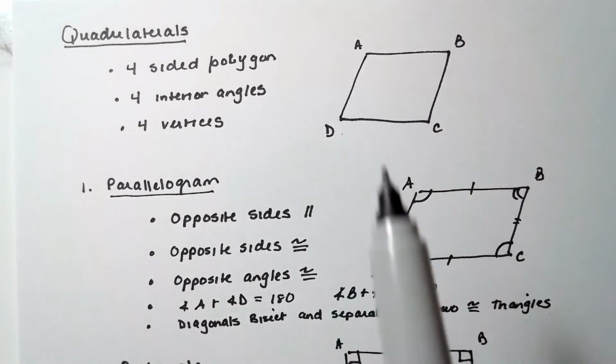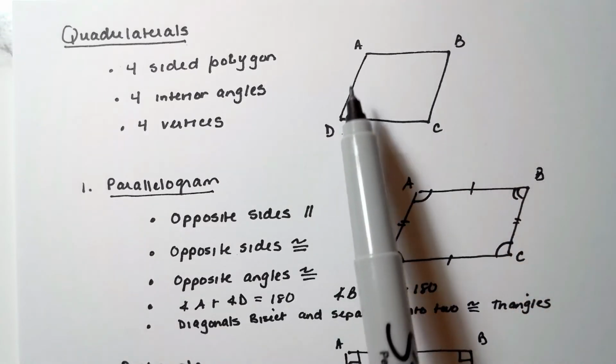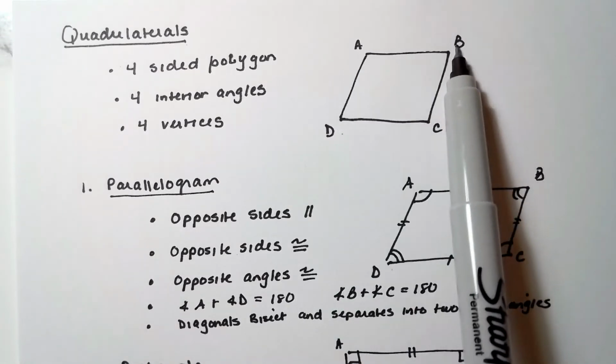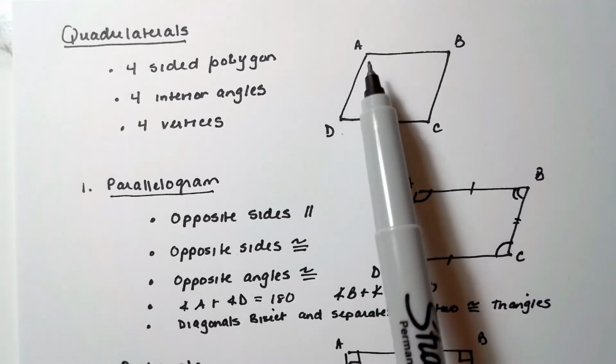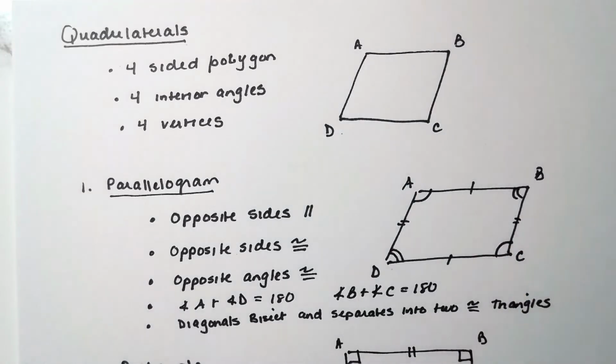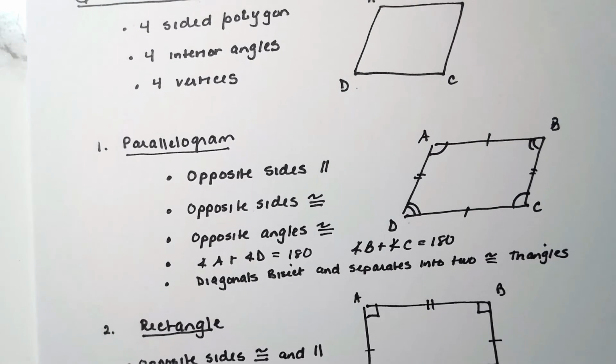So what is a quadrilateral? It's a four-sided figure. It has four sides, it has four vertices, and it has four interior angles, okay? Now there's different types of quadrilaterals. There are parallelograms, rectangles, squares, rhombus, trapezoid, okay? But we're going to focus on the parallelogram, and I'm going to pull your book over.